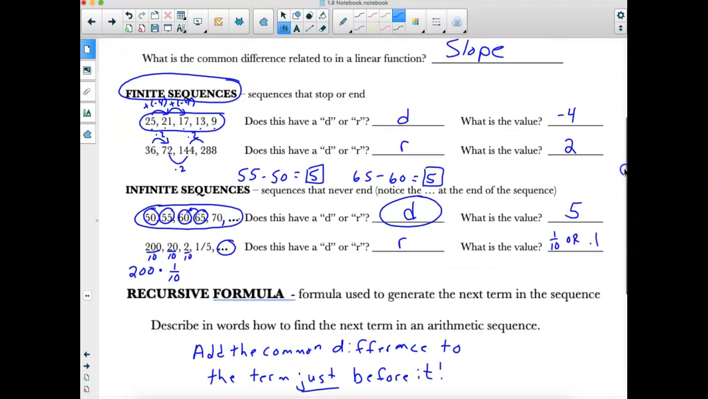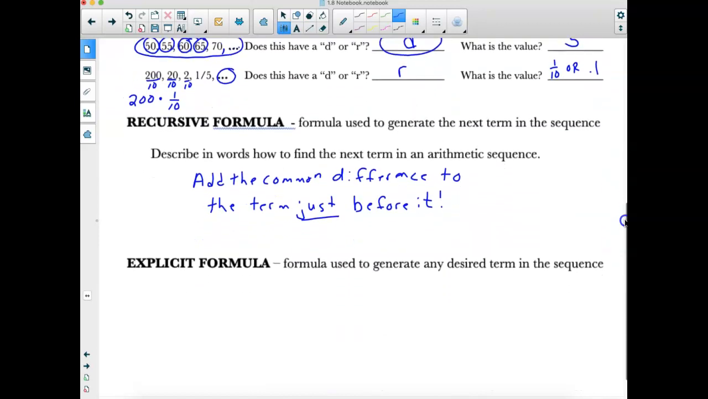Just like up here, I'm just going to come here for an example. If I have my first term, term 1, if I add the common difference of -4 to that, 25 plus -4 gives me the next term. 21 plus -4 gives me 17. 17 plus -4 gives me 13. And I just continually add the common difference. That's how you use a recursive formula.